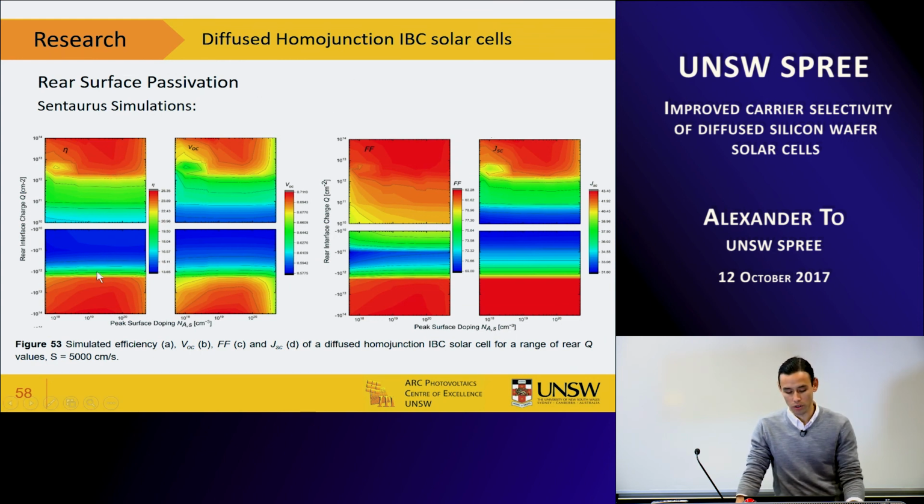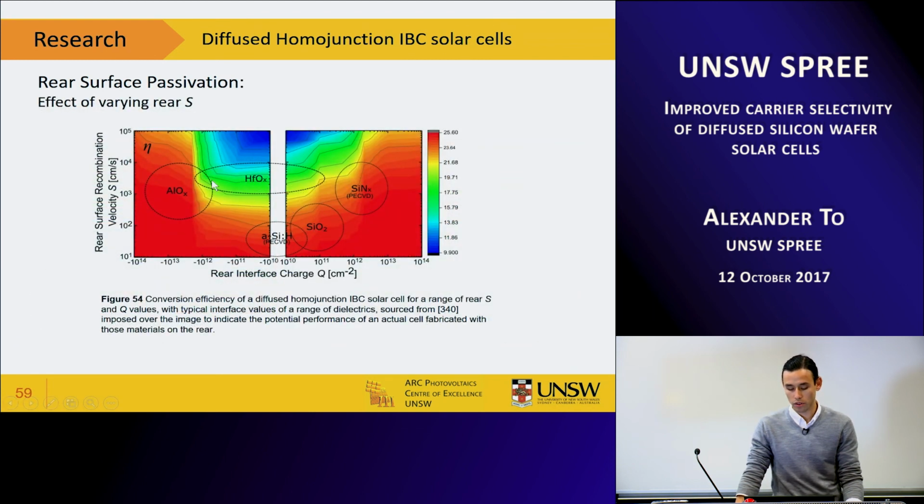And what you can see here is that essentially we were better off with a negative charge, which is why we opted for aluminium oxide, and that there's a particular sweet spot if we could hit our doping in this range and get our interface charge high.